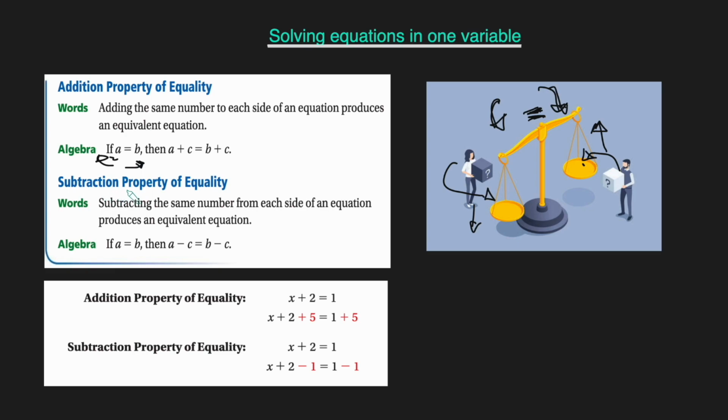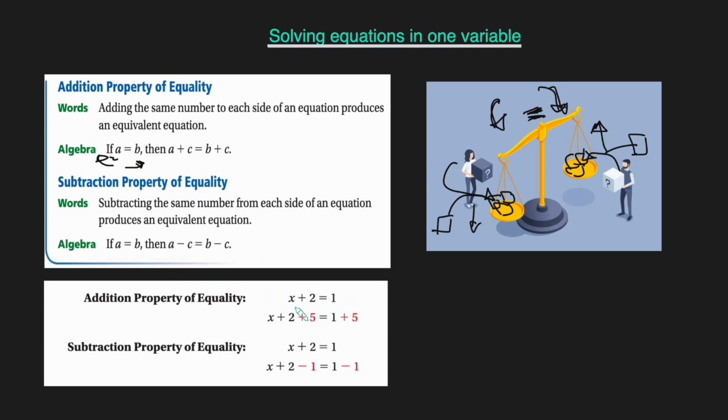Same thing with subtraction. Let's say we have multiple objects on one side of the scale, and multiple objects on the other side, and let's say they are even right now. If we take one object from this side of the scale, we have to do the same thing on the other side. And that is what subtraction is all about.